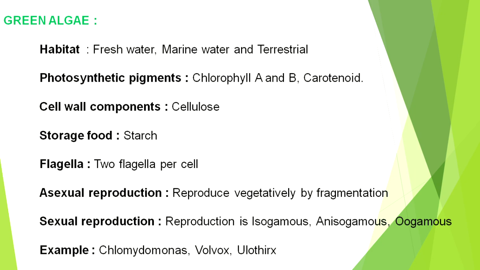Flagella: 2 flagella per cell. Asexual reproduction: reproduce vegetatively by fragmentation. Sexual reproduction is isogamous, anisogamous and oogamous. Examples: Chlamydomonas, Volvox and Ulothrix.